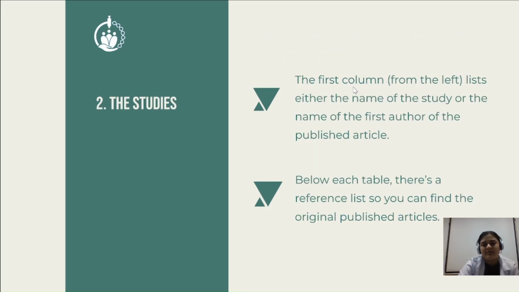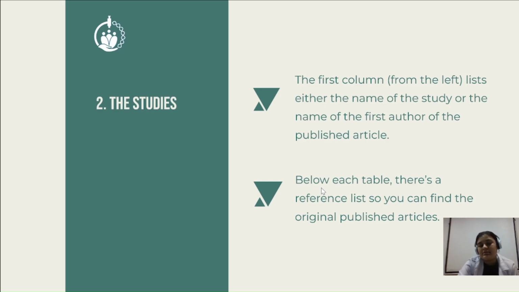So as you might have seen, the first column from the left listed the name of the study or the name of the first author of the published article. If it were my meta-analysis or my original study that was being published, I would have put in, or someone who would have been doing the data extraction would have put in, Kumar et al. Because my last name is Kumar, and I would be the first author. So that is how you can list the studies.